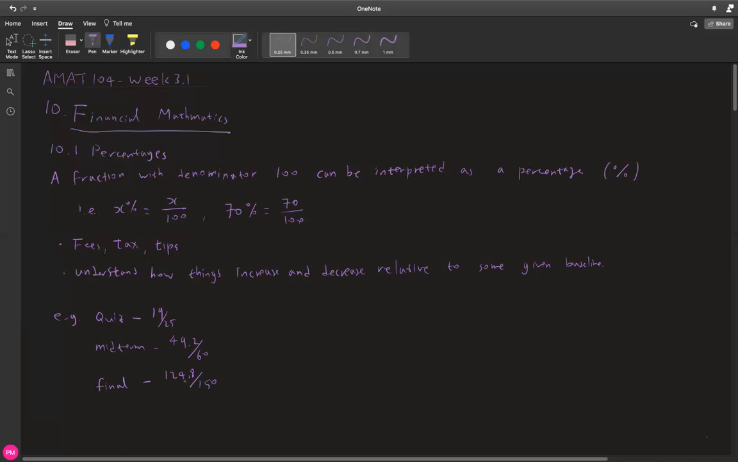These numbers that you see on the top, the numerators, are actually called the raw scores. So in this case, 19, 49.2, and 124.8. These are all raw scores.